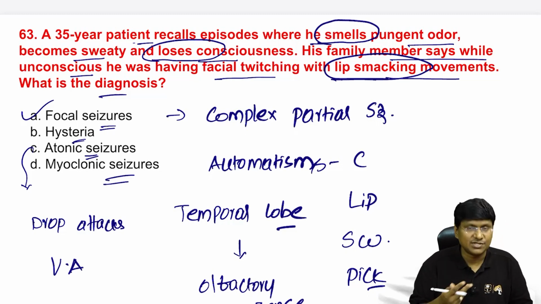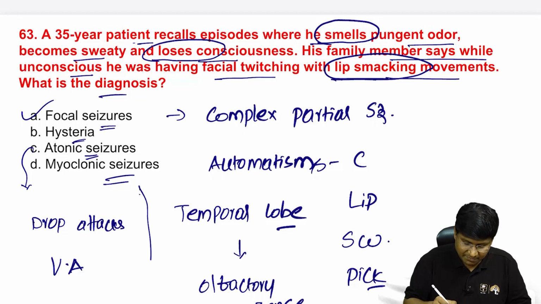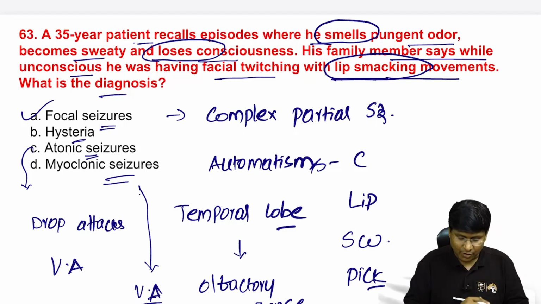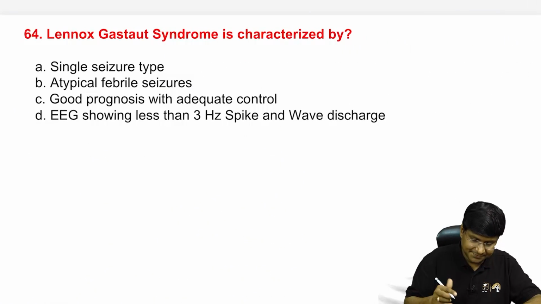In myoclonic jerks or myoclonic seizures, it is a single group of muscle fibers which will show the spasm. And in case of the myoclonic seizures, the drug of choice is again valproic acid. That is what you will observe in case of the myoclonic seizures. Right. Next question.